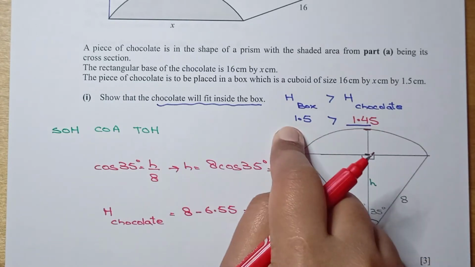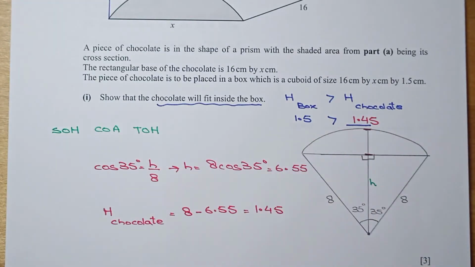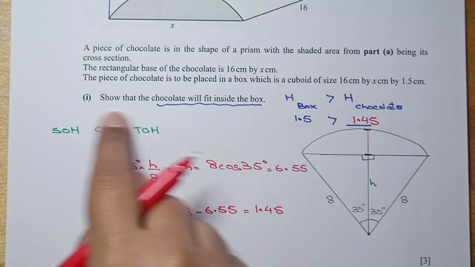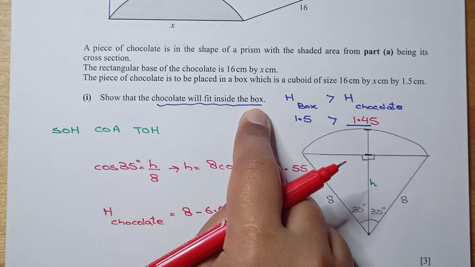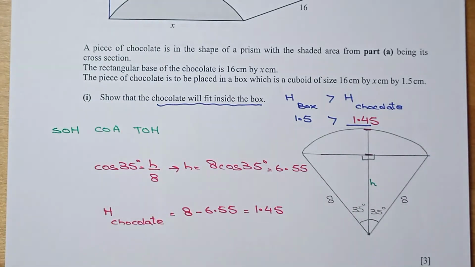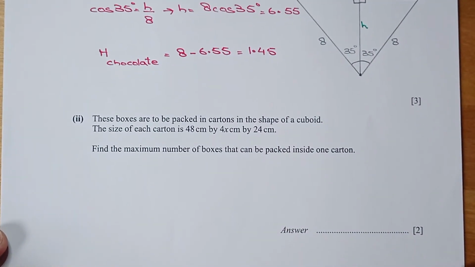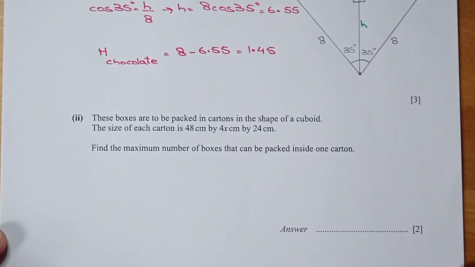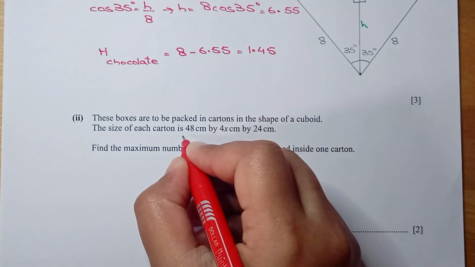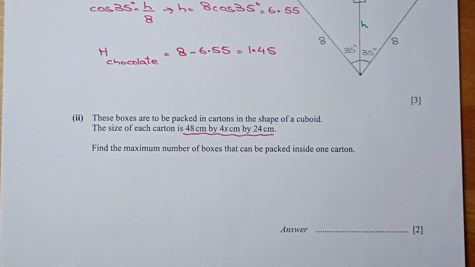and this is lower than the height of the box. So we can say yes, the chocolate will fit inside the box. So we have already shown that the chocolate will fit inside the box because the height of the box is greater than the height of the chocolate. Now for the second part, these boxes are to be packed in cartons in the shape of a cuboid. The size of each carton is 48 centimeter by 4 centimeter by 24 centimeter.